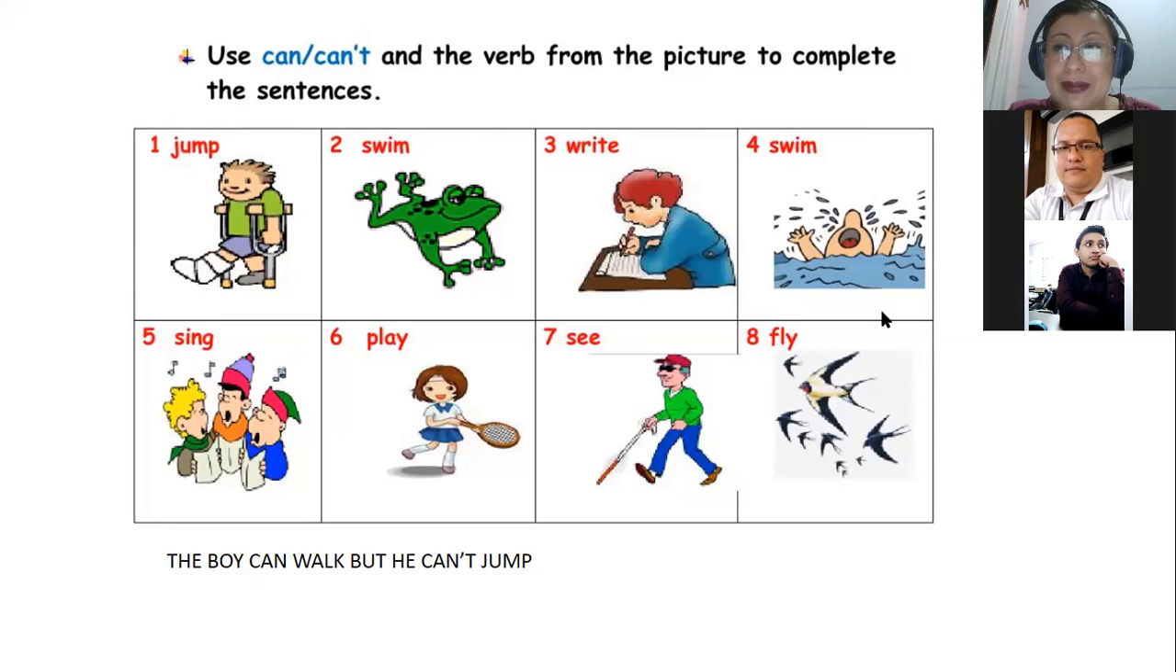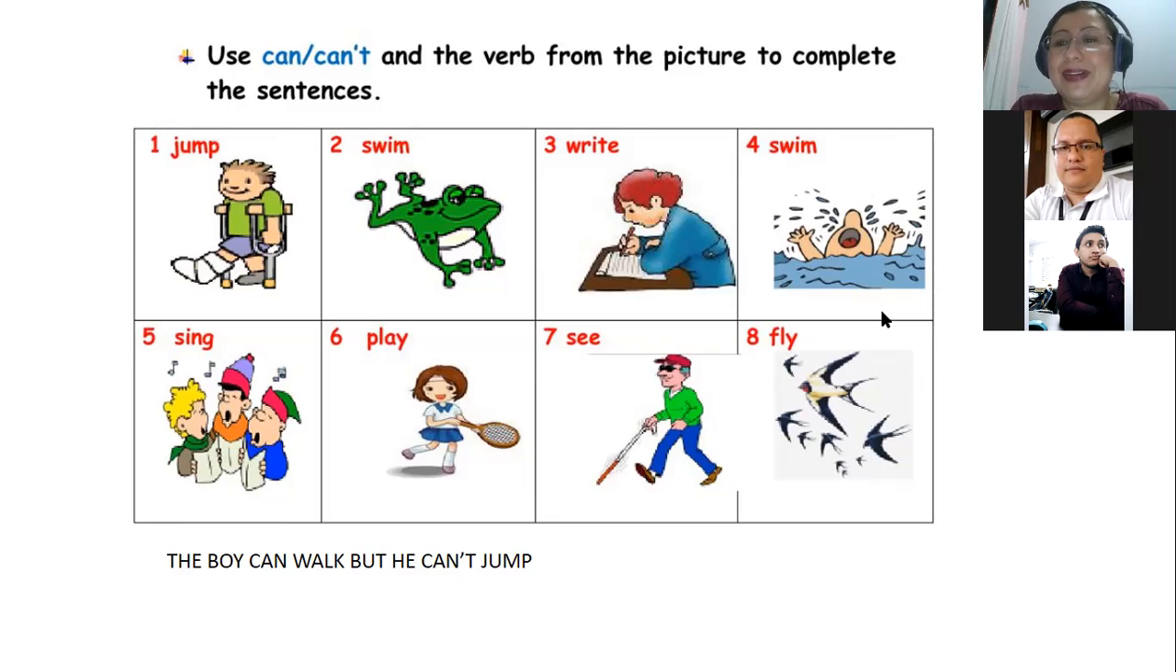Would you like to, Vladimir? Okay, please, go ahead. Carlos and Vicky, are you ready? Yes, teacher. Okay, excellent. You can start now. Time is yours. I'll begin. The second one: The frog can swim, but it can't fly.